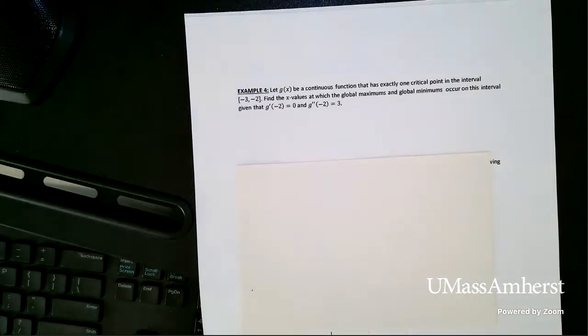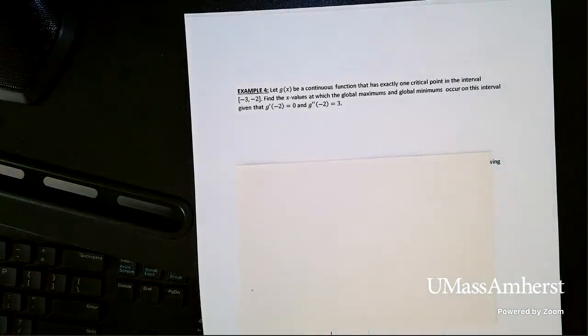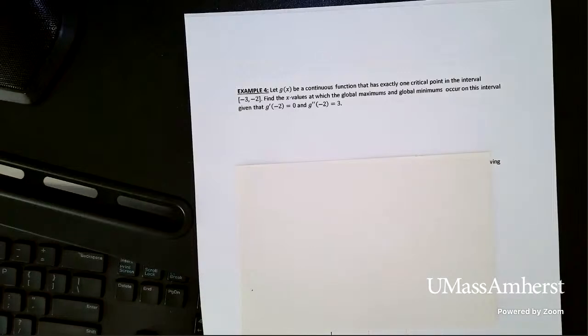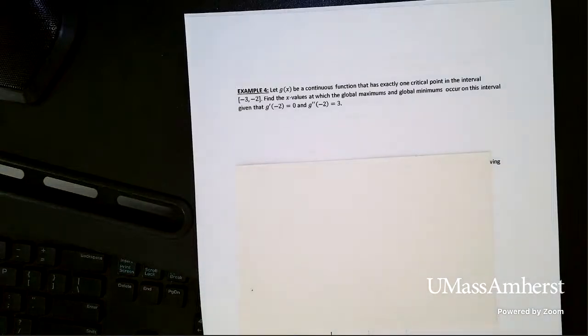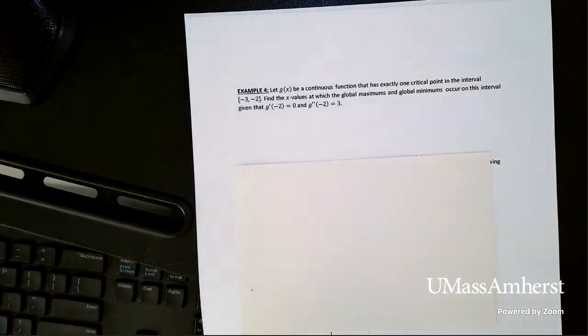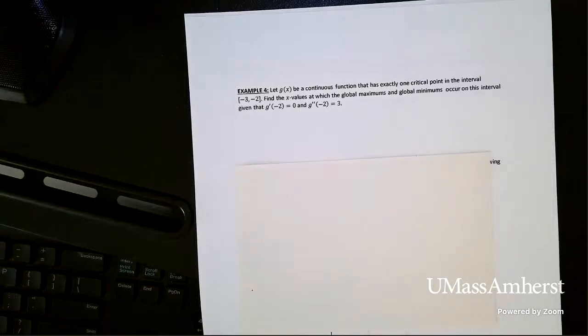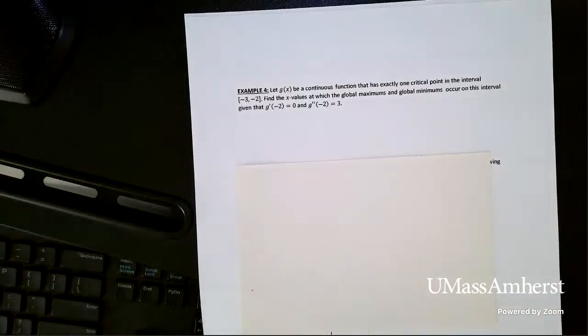So what we have to do is really think about how all this information works together to help us understand the behavior of this function. So one thing I really want to emphasize here is that we don't know what the global max and global min are going to be. We are trying to locate where they happen in terms of x values.